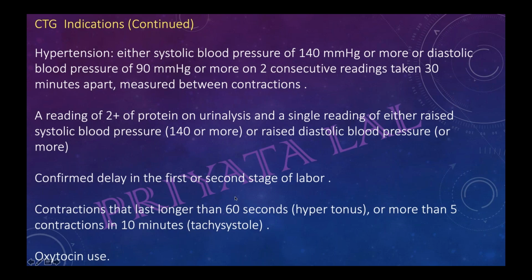Then this you have to remember. If the contractions are lasting more than 60 seconds, then this is hypertonus. And if there have been more than 5 contractions in 10 minutes, this is tachysystole. This tachysystole they have recently added in this guideline. It was not there previously. So you people can get one SBA question from here as well. So these are the indications of CTG from the NICE guideline, and you have to remember them because they ask direct questions from here. And oxytocin use is always an indication.